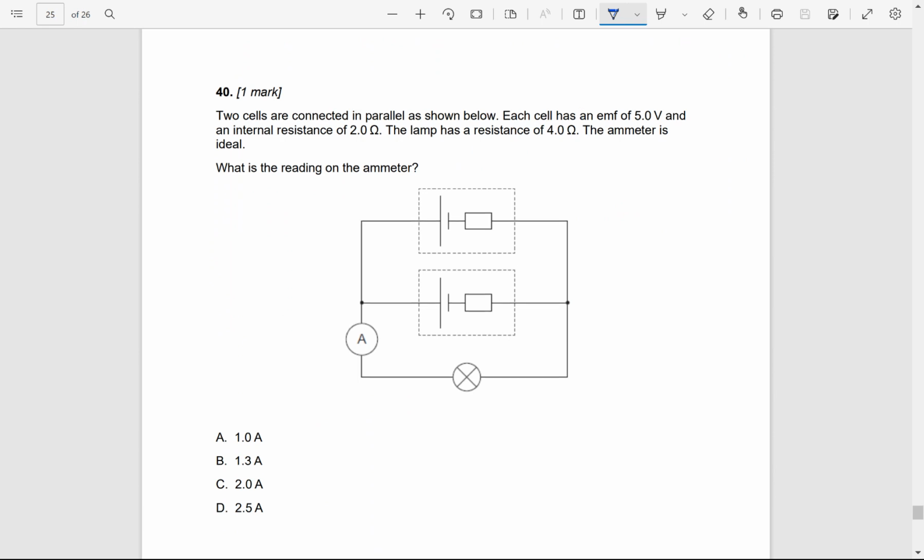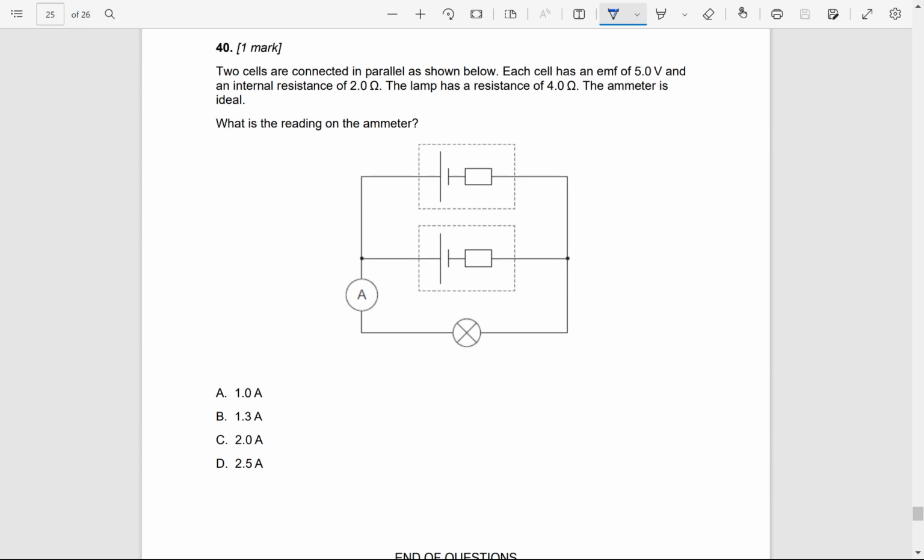And then the final question. I've got a bit of Kirchhoff's law. Okay. Right. So we have identical cells. Identical cells. So each cell has an EMF of 5 volts.